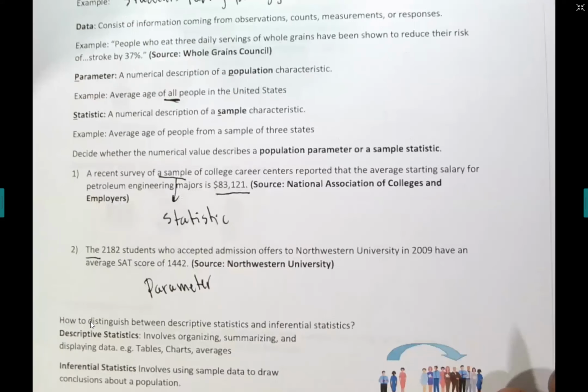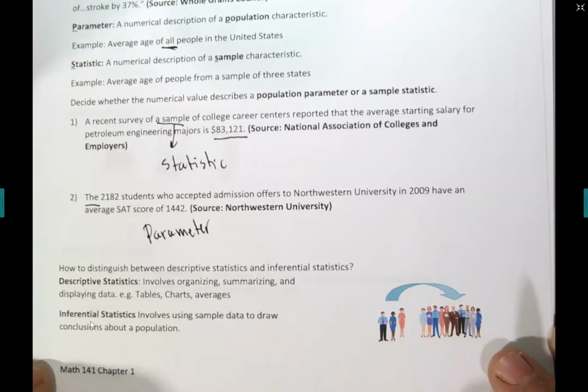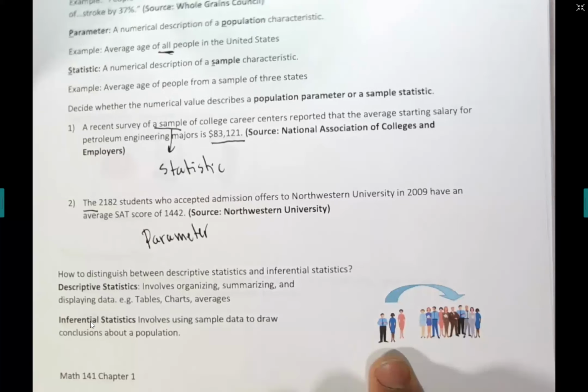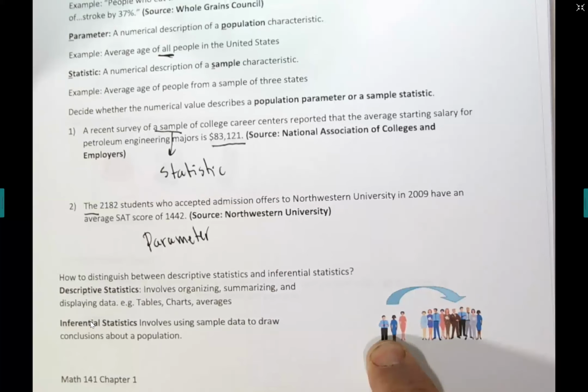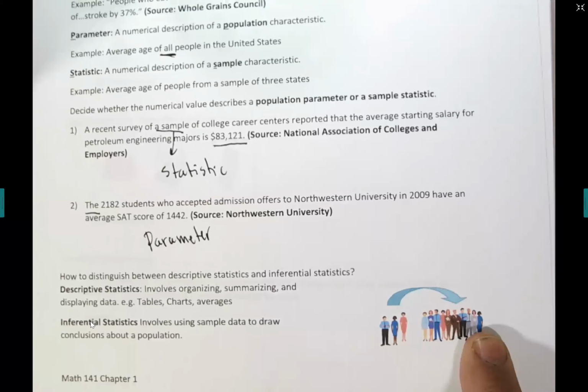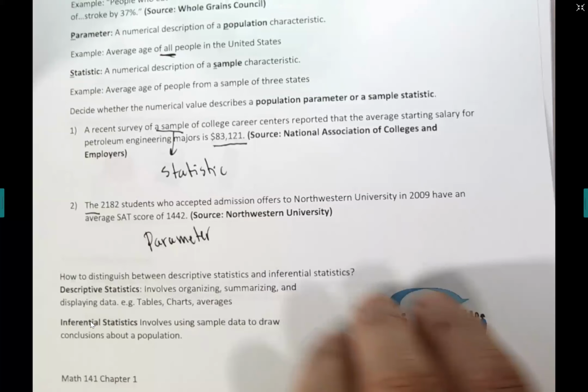How do you distinguish between descriptive statistics and inferential statistics? Descriptive statistics, as it says here, involves organizing, summarizing, and displaying data using tables, charts, summaries, etc. So this is descriptive statistics. Inferential statistics, guys, and this is really the important part, involves using a sample to make a conclusion about the population. If you can see the figure right there, we use a sample of 3 individuals to make a conclusion about the entire population right here. This is what inferential statistics is. Okay, let's see if there are some examples that we can do.